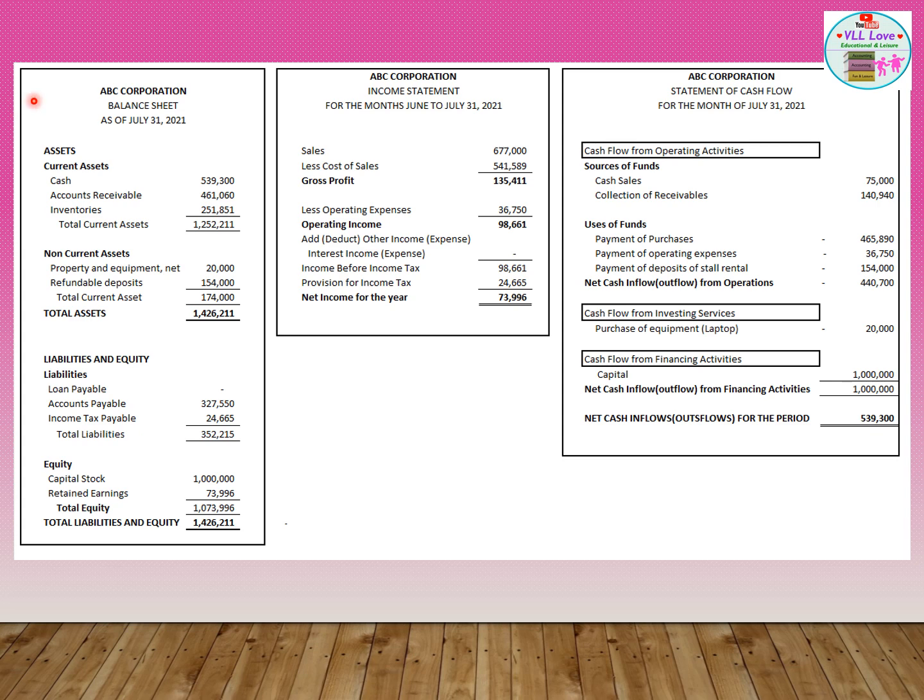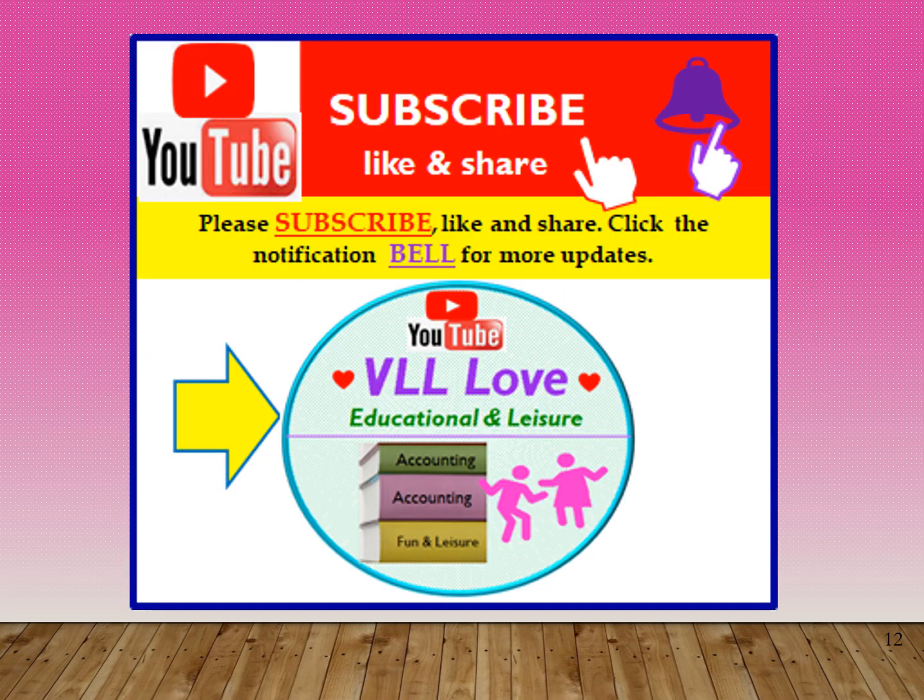Based on the Excel data presented a while ago, you can now prepare the balance sheet, income statement, and cash flow, the easiest way by linking the ending balance amount of each account. That ends Part 2 of basic bookkeeping. I hope you have learned a lot.